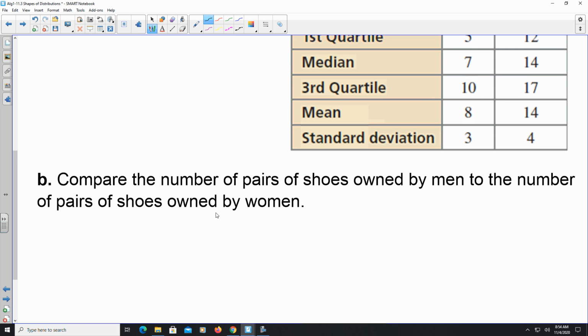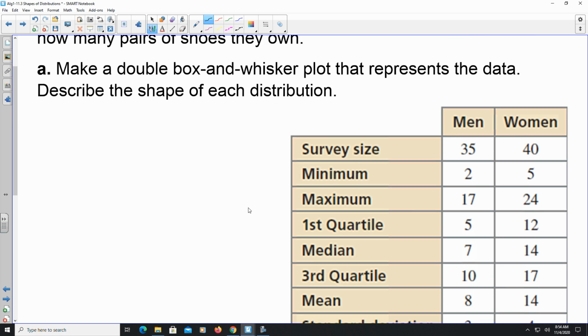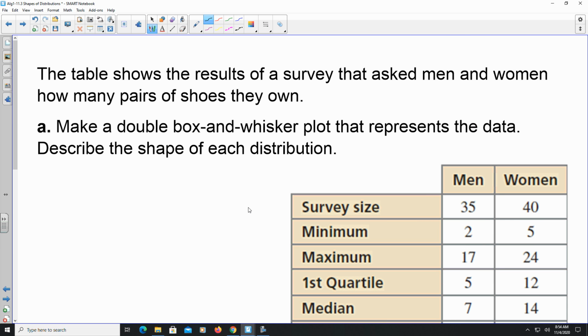All right, so last example here it says this table shows the results of a survey that asks men and women how many pairs of shoes they own. They want you to first make a double box and whisker plot that represents the data. Then they want you to describe each of the distributions. Okay.